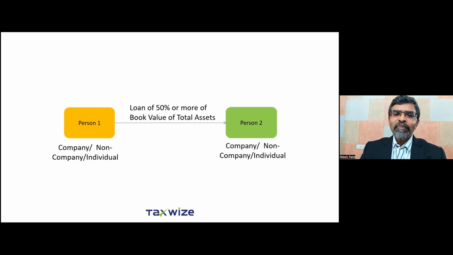This is the fifth criteria, where person 1 gives loan of 50% or more of the book value of total assets of person 2. Then we come to a situation where person 1 provides guarantee for 10% or more of total borrowing of person 2. This is also a situation of control by person 1 over the business of person 2.